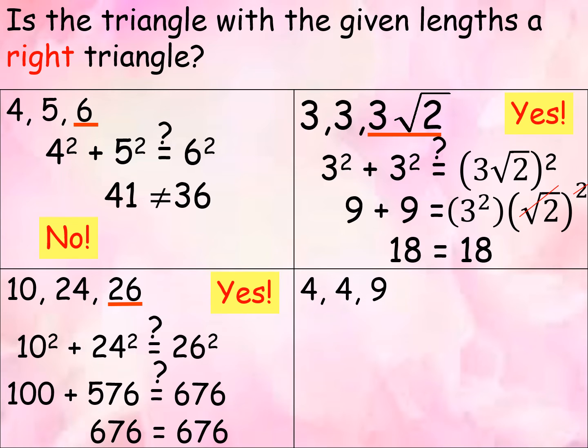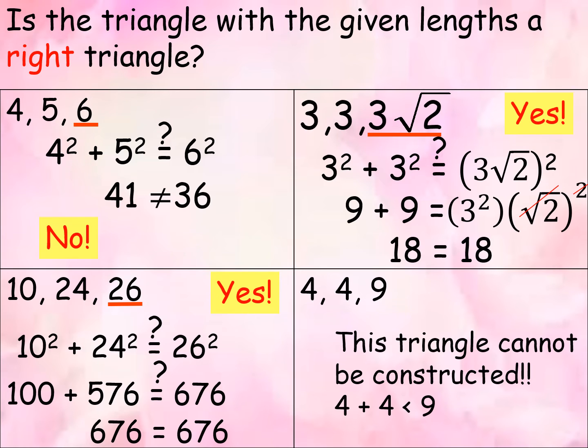Now let us take a look at the last example. In here, this triangle cannot be constructed at all. Why? Because 4 plus 4 is less than 9. So always, if we add the two smaller sides, the sum should be greater than the longest side to construct a triangle.